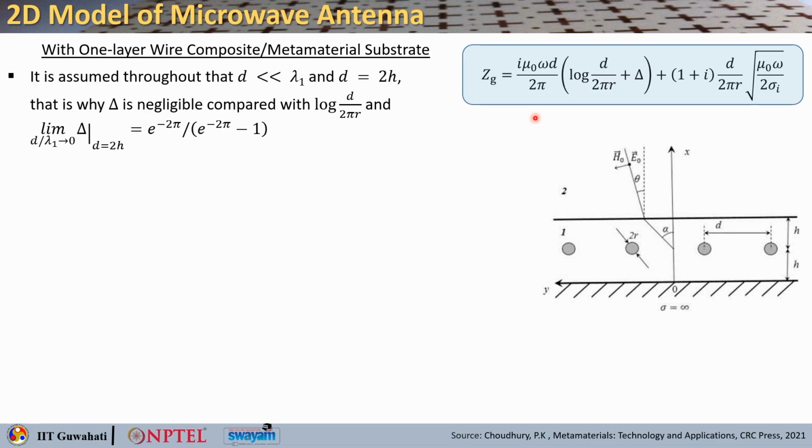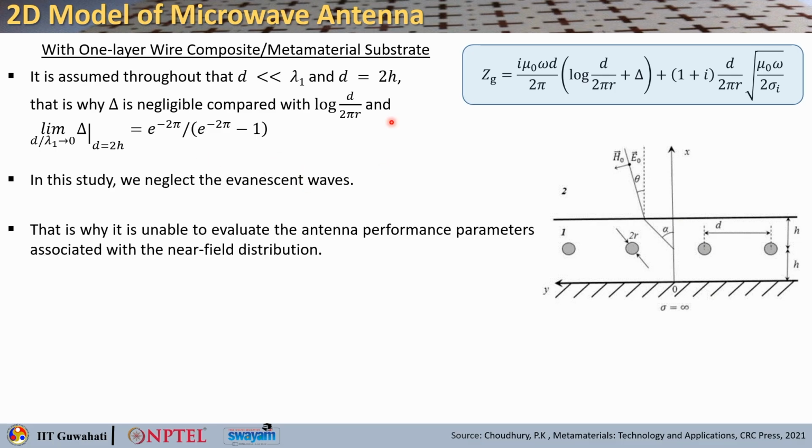In this equation it is also assumed that d, that is the periodicity, is much smaller than this wavelength lambda 1, and d is considered to be equal to 2h, and that is why your delta becomes negligible when compared to log of d by 2 pi r. In that case you can find out the limit of delta when d by lambda naught approaches 0 at d equals 2h. It can be written as e to the power minus 2 pi divided by e to the power minus 2 pi minus 1. So, things get much simplified here.